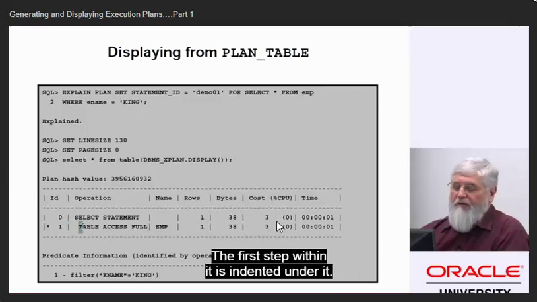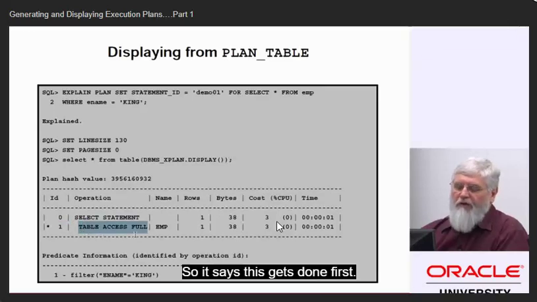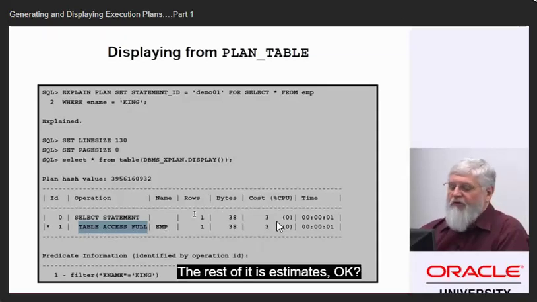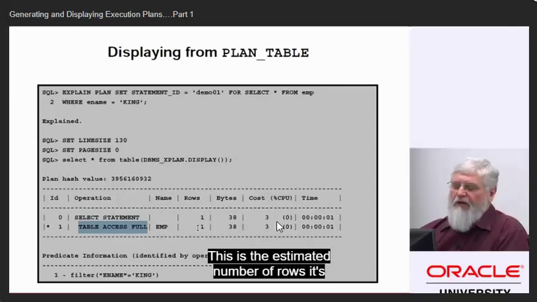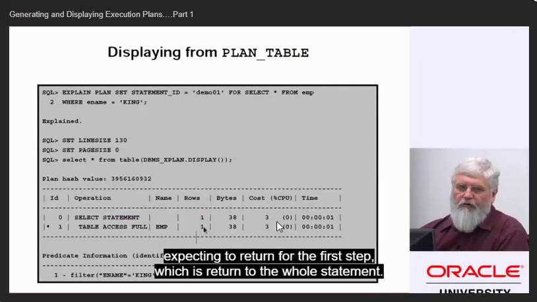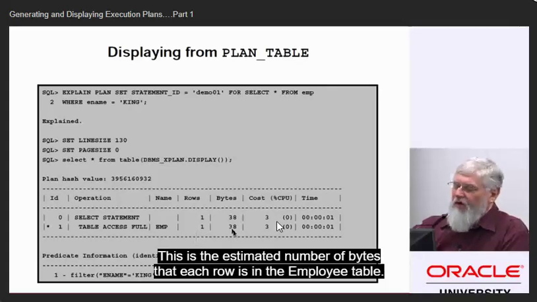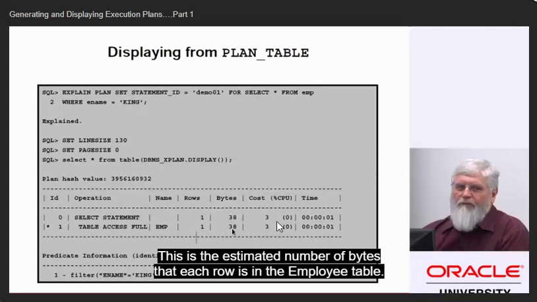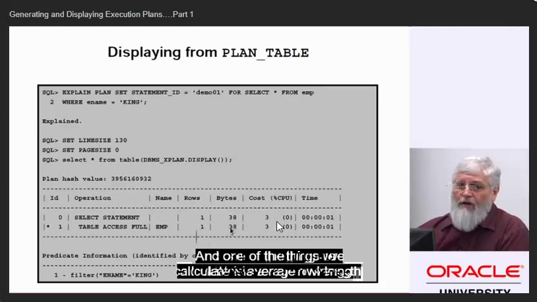The rest of it is estimates. This is the estimated number of rows it's expecting to return for the first step, which is returned to the whole statement. This is the estimated number of bytes that each row is in the employee table. One of the things we calculate is average row length to use for this estimate when we collect statistics on the table. If not, it just has a fixed number. It really doesn't fit most tables. We just had to pick one.